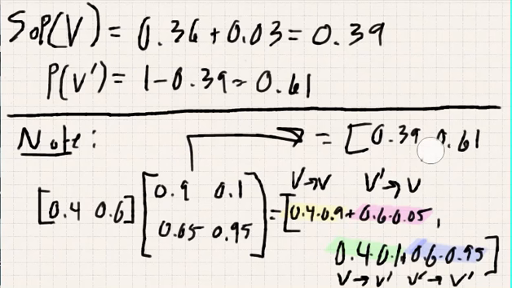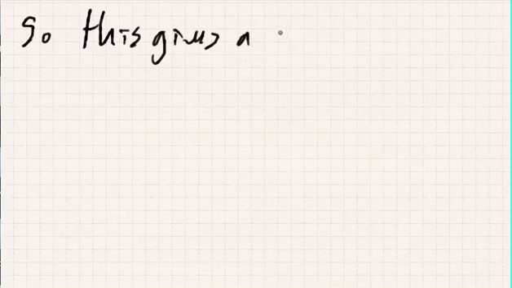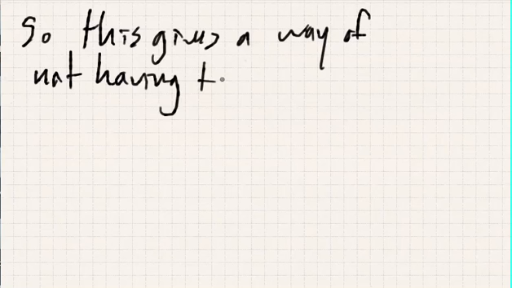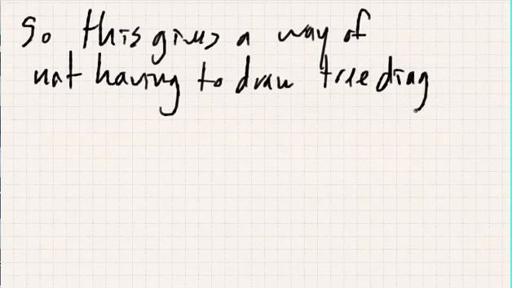Let me not put the comma there. Okay, cool. So this actually gives us a way of not having to draw the tree diagram. And in fact, it's kind of nice. It's kind of faster. Yes, it involves matrices, but it's a little bit faster. Now from here, we can go and compute more.